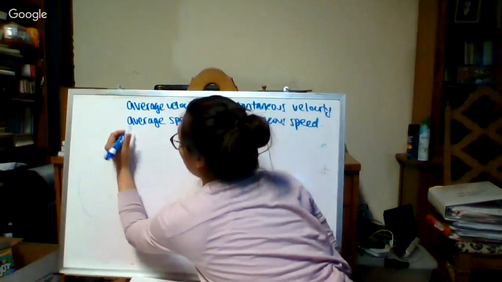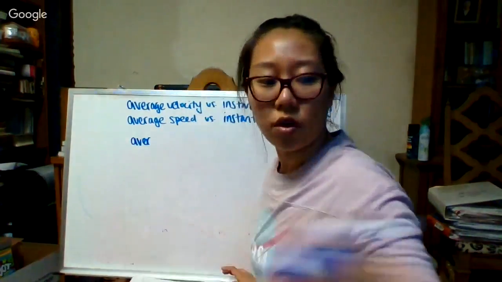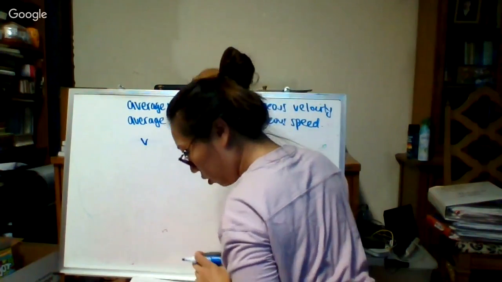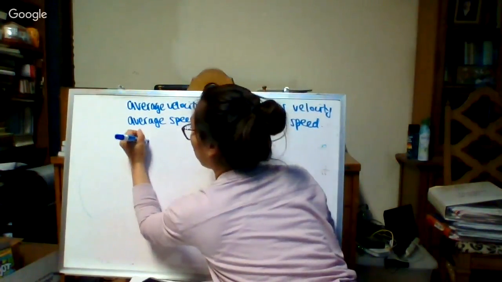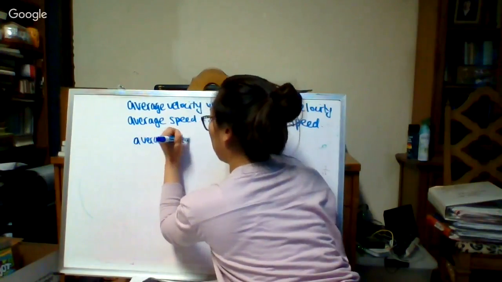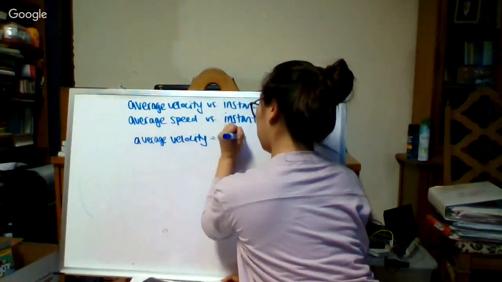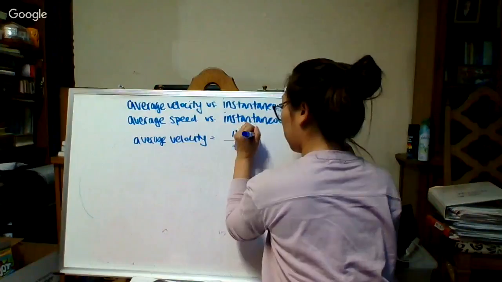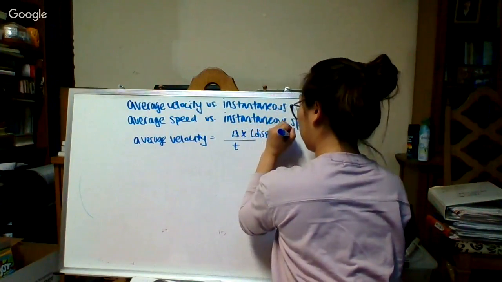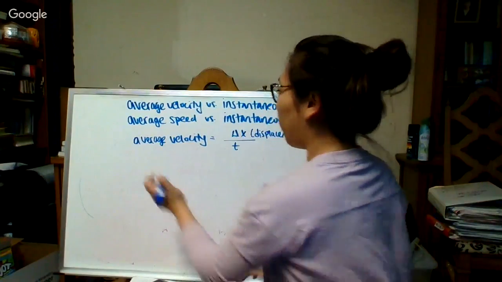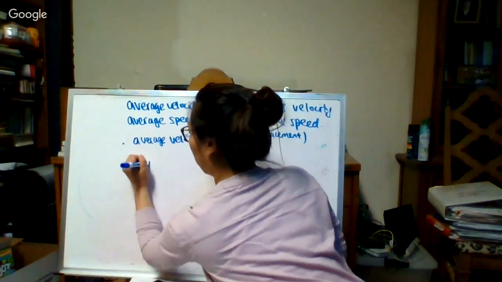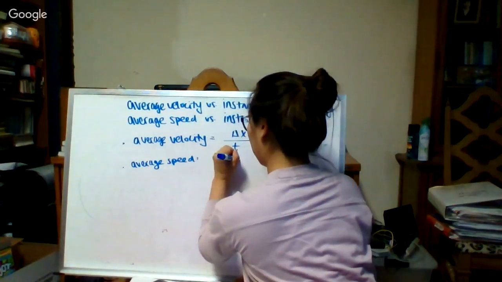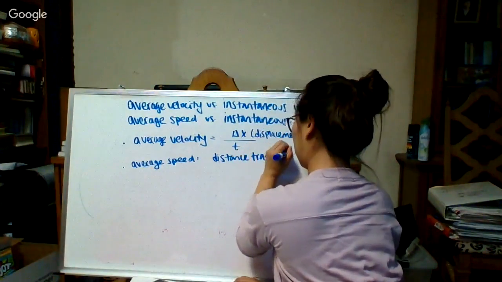So average velocity. Oh wait, I will do the abbreviation because it gets long. Average velocity. Actually, I don't know what the abbreviation for average speed is. So average velocity is difference in distance over time. I mean, displacement. So this is displacement. While average speed is distance traveled over time.